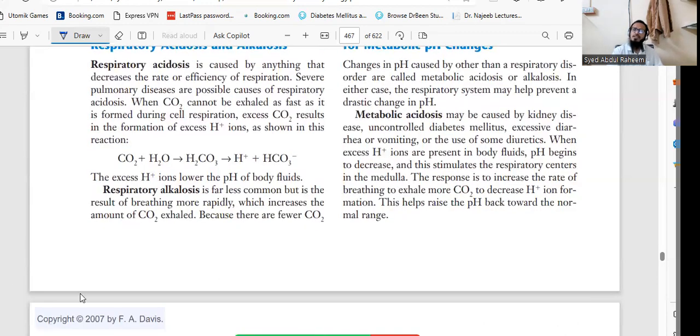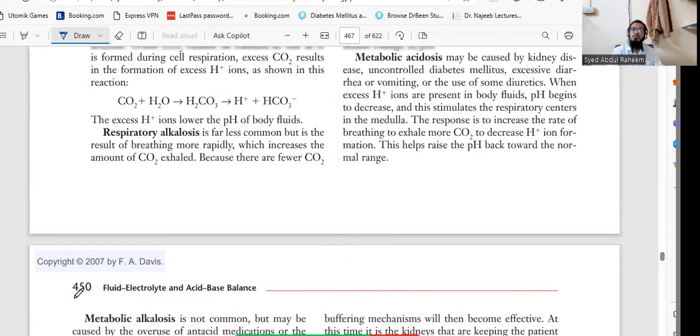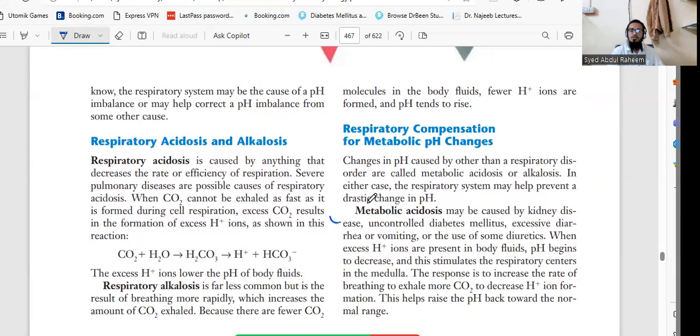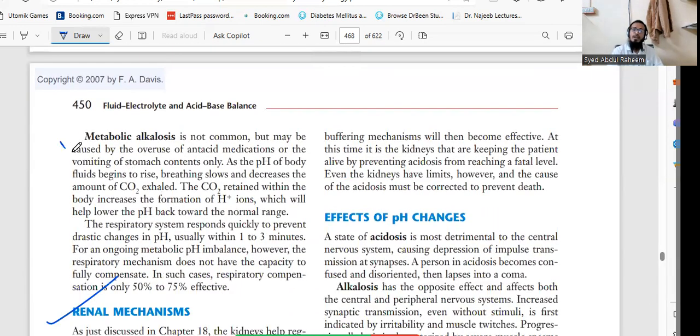One another term is metabolic acidosis, and we also need to understand metabolic alkalosis. We already know respiratory alkalosis, respiratory acidosis, renal alkalosis, renal acidosis. If the renal system is absorbing more hydrogen ions, we will call it renal acidosis. If more hydrogen ions are released in the urine, we will call it alkalosis, because hydrogen is less. So we need balance.